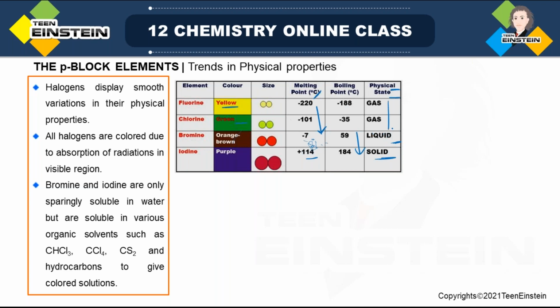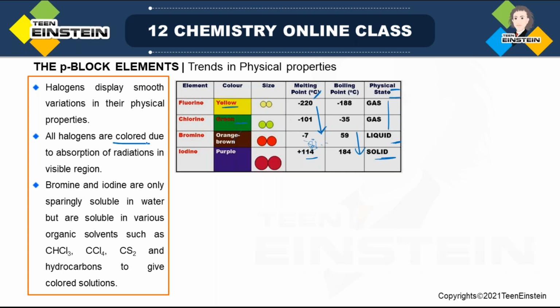So see here, we can observe some smooth variation in their physical properties. As we have mentioned in the first slide, remember that we can observe some smooth variation in their properties. Very less amount of discrepancy we will find. And this type of smooth increase or decrease we have also seen in case of s-block elements.